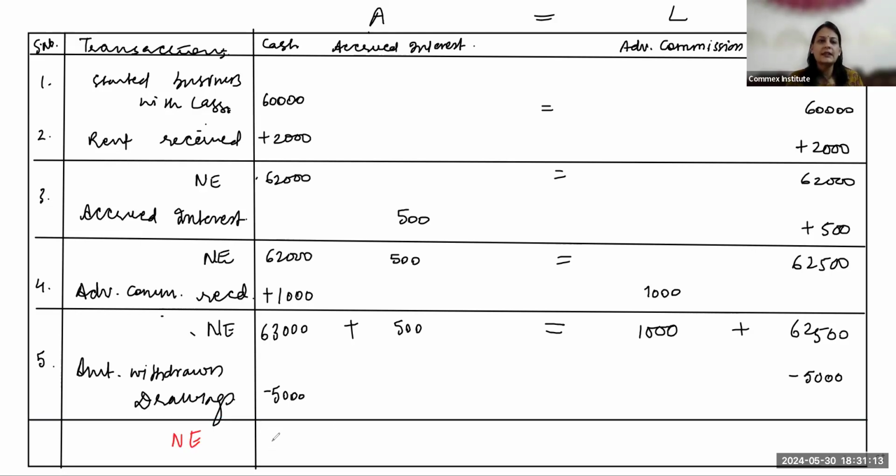So my cash has now become 58,000. 500 is the accrued interest. 1,000 is the advance commission. And the capital has gone down to 57,500. So on both the sides, we've got 58,500 and 58,500. I'll put an equal to sign. You don't have to draw the balance sheet over here. Fine.